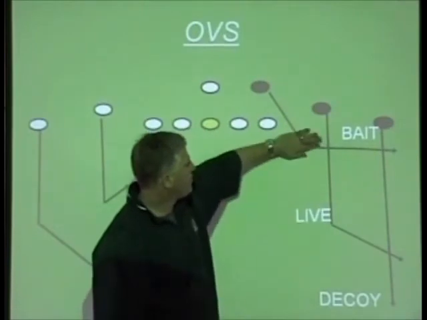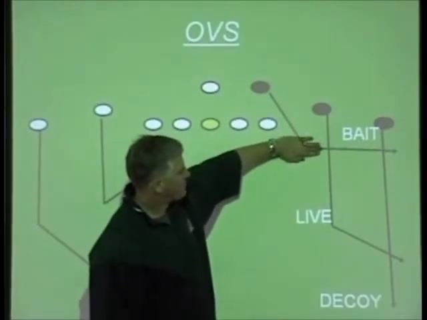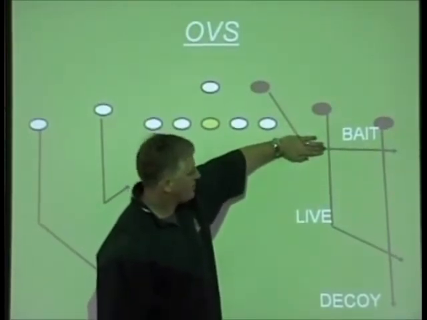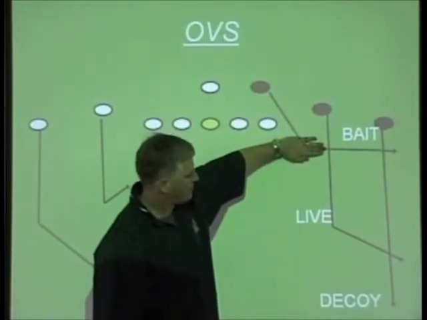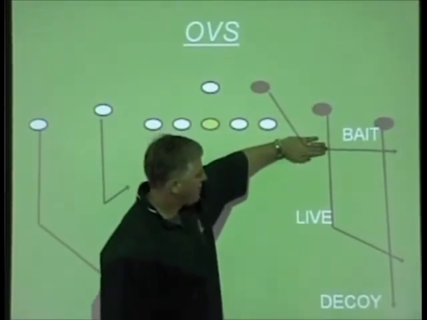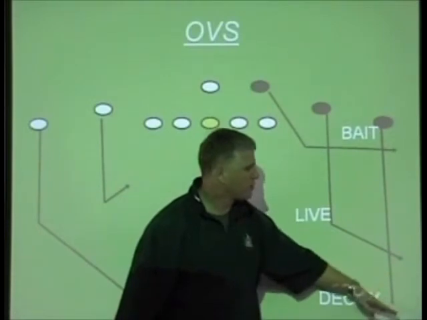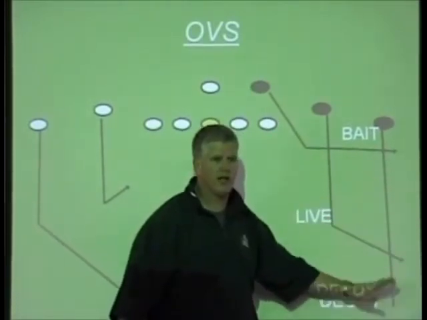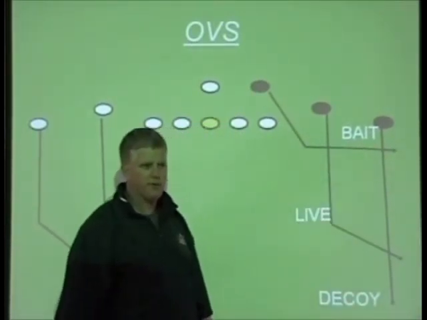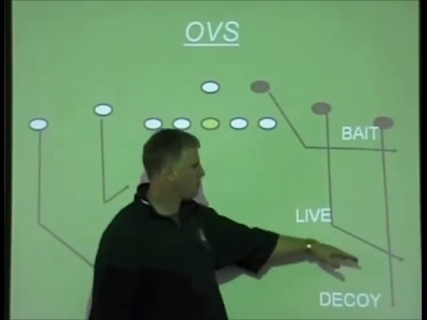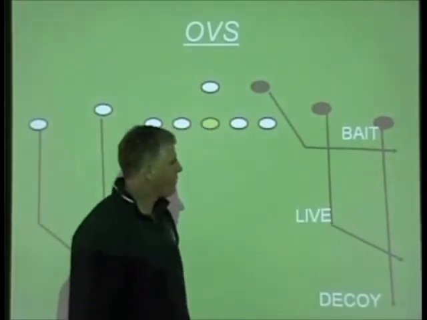3. If he wasn't in the picture at all, then we call it a double zone pattern, which is the next slide. But it's 3. Anytime it's a 3-level read on the outside, it's OVS. There's 3 of them out. It's OVS.